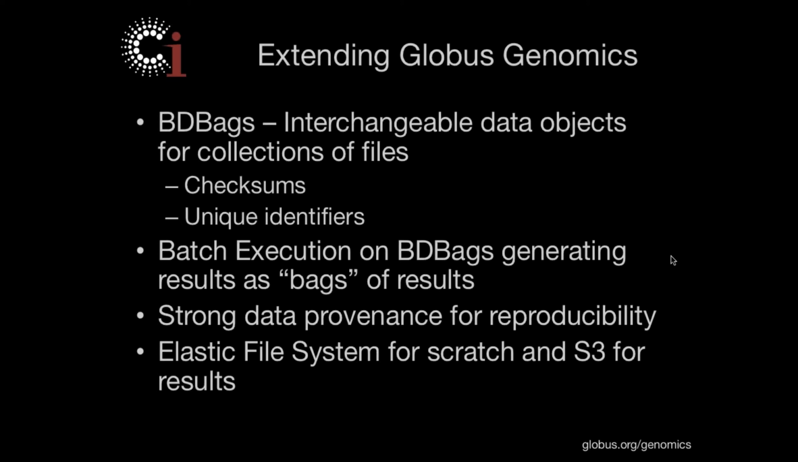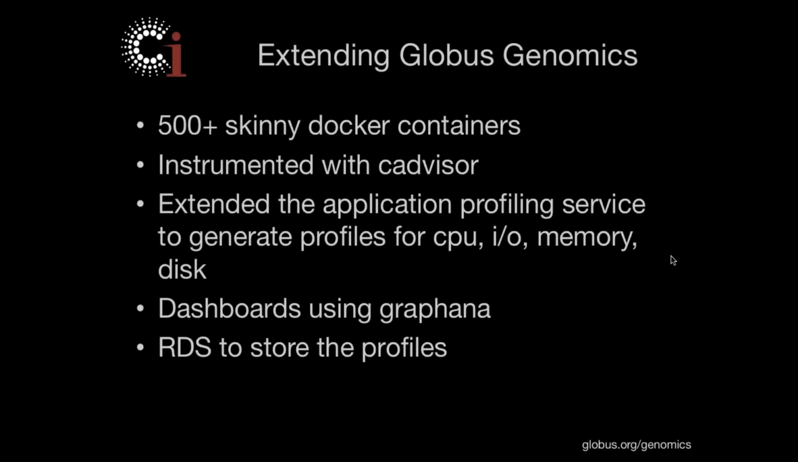And then we started using Elastic File System in Amazon to scale up the data that we are running, and put all the results in S3 buckets so that the identifier of the results would resolve to an S3 bucket. And also we started looking at encapsulating the tools that we're using in Globus Genomics into Docker containers.